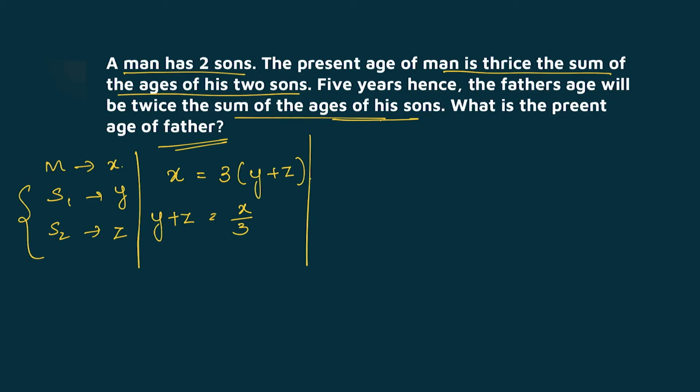See the next part of the equation. 5 years hence, that is 5 years after, the father's age will be twice the sum of the ages of his sons. So the age of the father, x plus 5, is equal to twice the sum of the ages of his sons, y and z. The sons' ages will also be 5 years hence. That is why y plus 5 plus z plus 5.